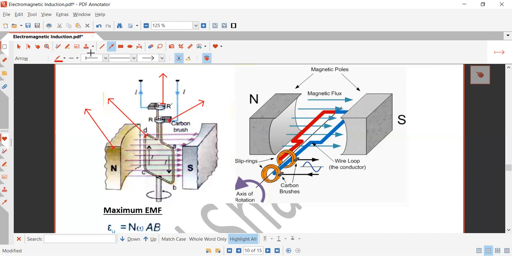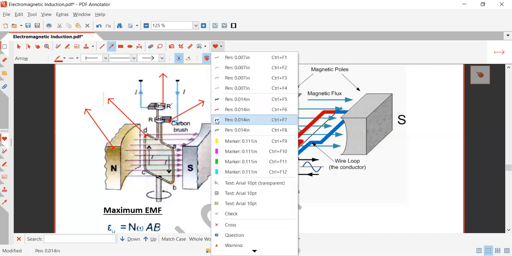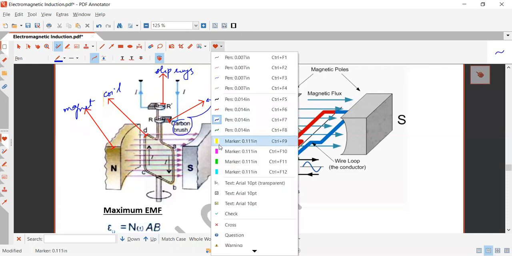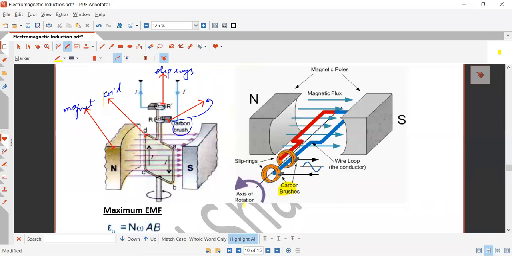Okay, students. So this is the magnet, this is the coil. The slip rings are made of copper, and here is the carbon brush. They are also labeled in the diagram at the right side as well: slip rings, wire or loop, magnetic poles, everything is written, right?